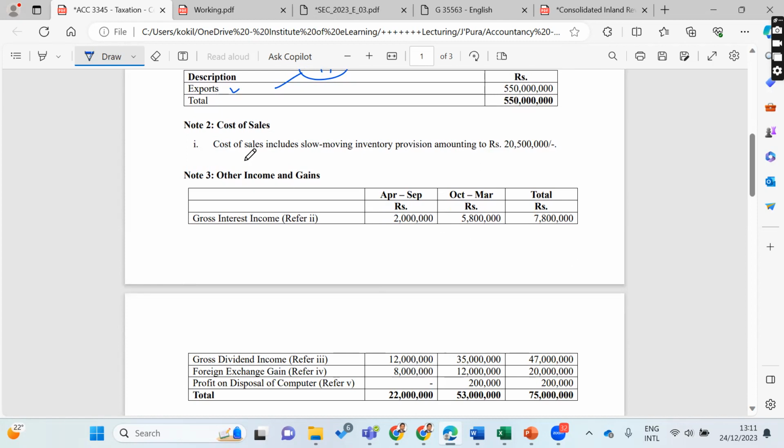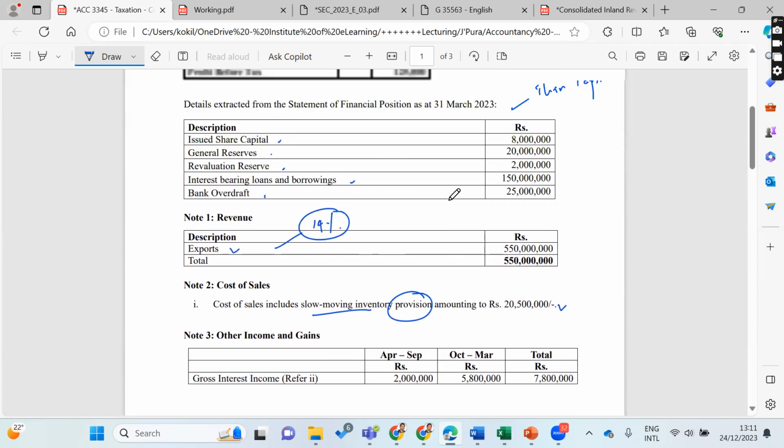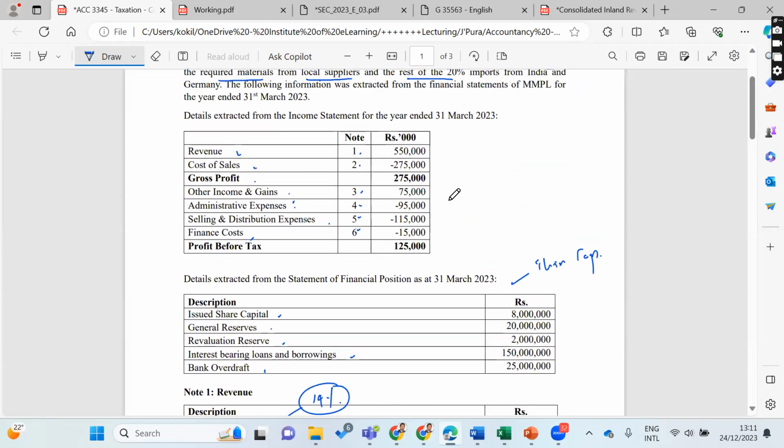Cost of sale also, right? They have a slow moving inventory provision. If you note provisions, definitely you have to do an adjustment, right? Any provisions not allowed under this Act, you have to add back, right? Let's do the calculation while discussing this, as it's easy for me to reduce the time, right?